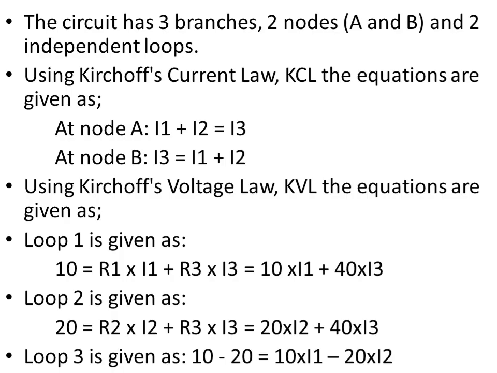Using Kirchhoff's voltage law KVL, the equations are given as follows. Loop 1: 10 is equal to R1 into I1 plus R3 into I3, that is 10 into I1 plus 40 into I3. Loop 2: 20 is equal to R2 into I2 plus R3 into I3, that is 20 into I2 plus 40 into I3. Loop 3: 10 minus 20 is equal to 10 into I1 minus 20 into I2.